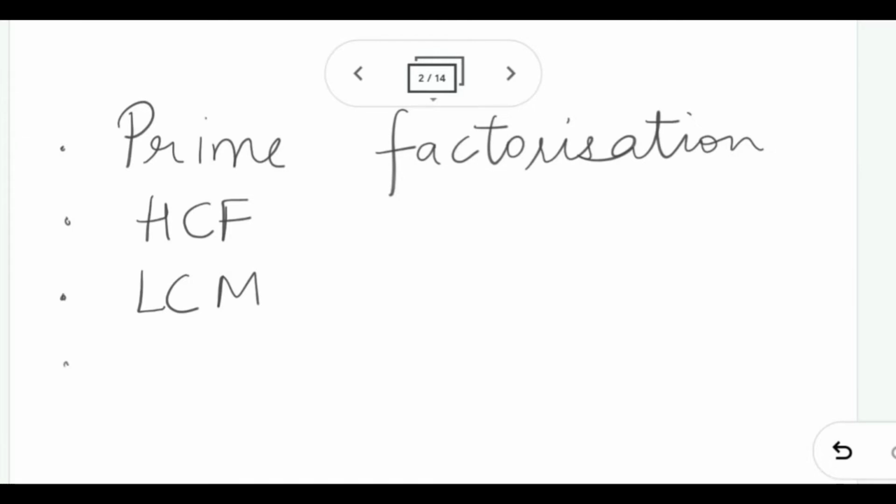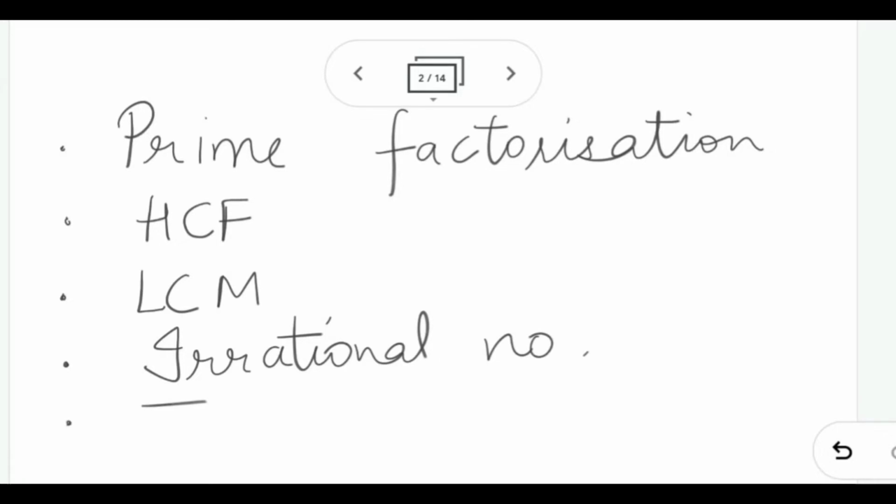And then in this chapter we will study irrational numbers, which you have studied before also, and then we will study terminating and non-terminating decimal expansion. So these are a few topics which we are going to discuss in this chapter. Today we are going to discuss prime factorization, HCF and finding LCM. In this video you will learn how to find prime factors of a given number and how we can find HCF and LCM of two given numbers. So let's begin.